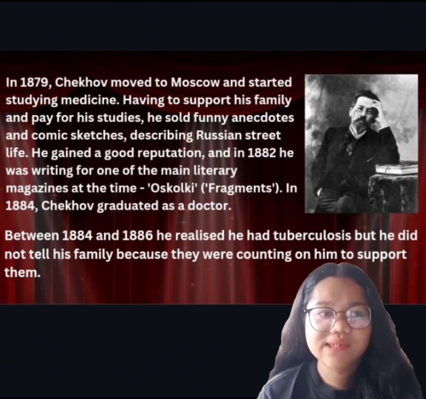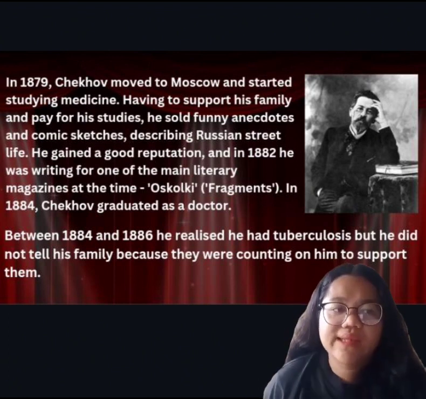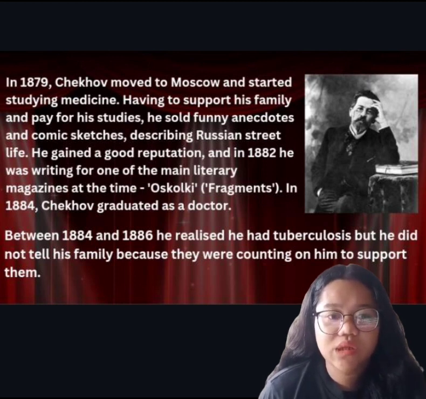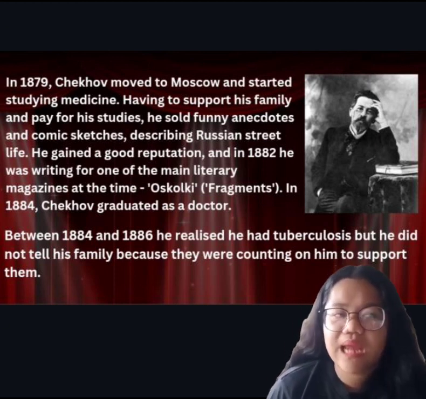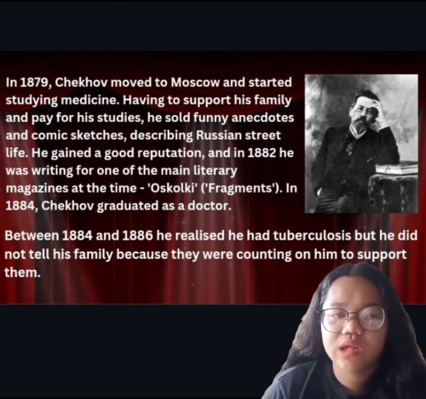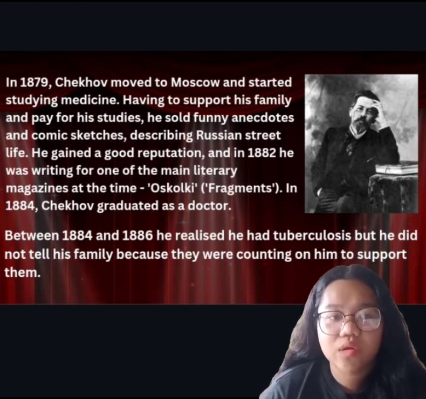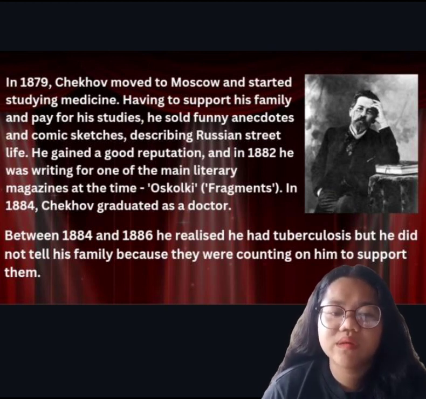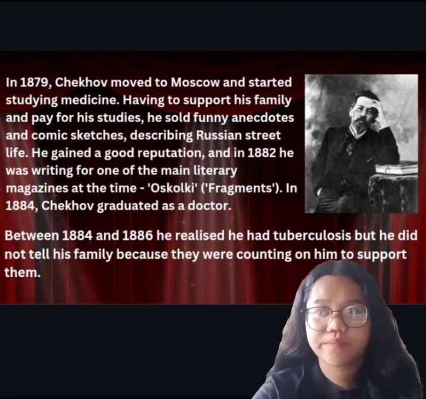The next slide. In 1879, Chekhov moved to Moscow and started studying medicine. Having to support his family and pay for his study, he sold funny anecdotes and comic sketches describing Russian street life. He gained a good reputation. In 1882, he was writing for one of the main literary magazines at that time, which is Oskolki, or Fragments. In 1884, Chekhov graduated as a doctor. But between 1884 and 1886, he realized he had tuberculosis. But he did not tell his family because they were counting on him to support them.